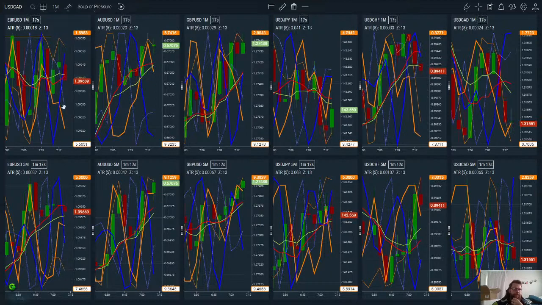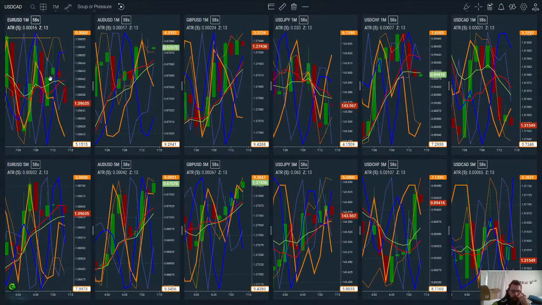Man, I'm almost seeing a short trade on the euro here, even though we're already in a long position. It's never a fun thing to see.